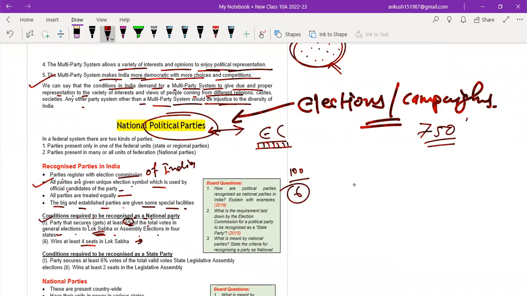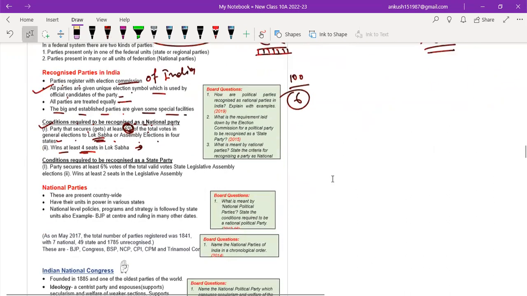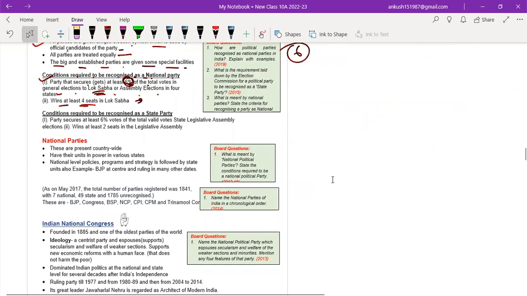What is the first condition? That it should secure 6% of the total Lok Sabha election votes. And the second thing is it must win 4 seats in Lok Sabha elections. Wherever it is winning, it doesn't matter. Conditions required to be recognized as a state party. This was for the national party.